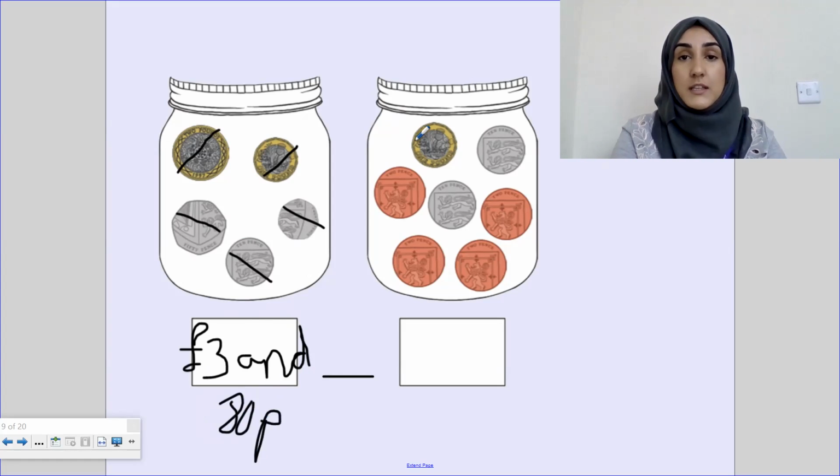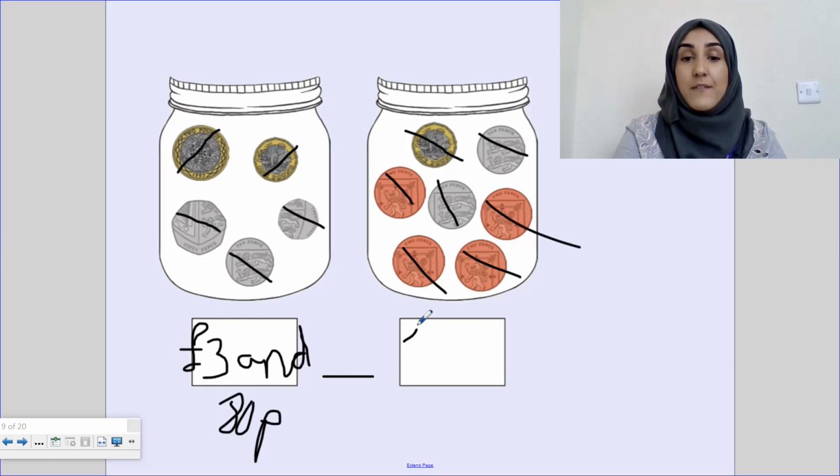Okay, let's move on to this side. I've got £1. Add £1 and 10 pence. Add another 10 pence is £1 and 20 pence. Add 2 is 22, 24, 26, 28. So I have £1 and 28 pence.